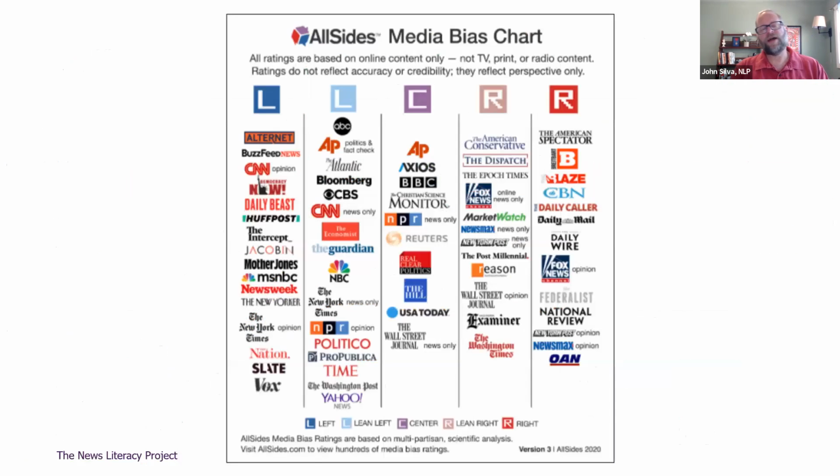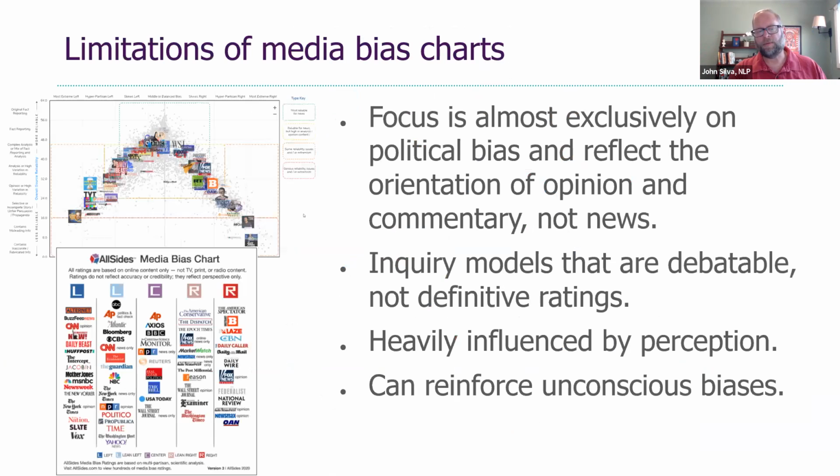AllSides also has one. I think it's a little bit more useful. I do like how they differentiate between opinion and news, but as I said, trying to compare opinion pieces with news pieces in the same chart, this is where things get problematic with these media bias charts, because they pretty much only focus on partisanship, right? They only focus on, is it left or right, is it liberal or is it conservative?